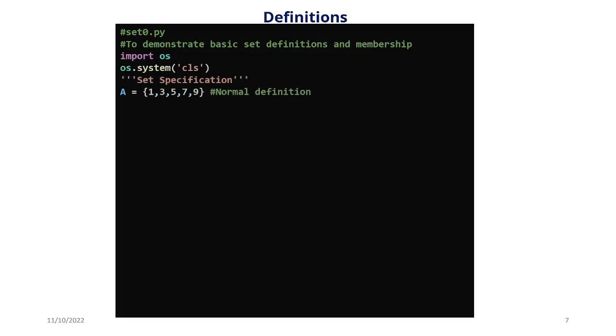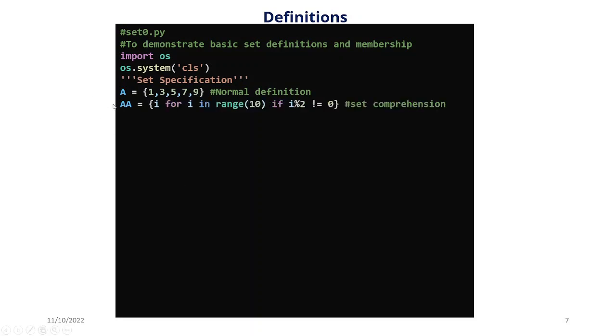Let's go straight to see an example in Python to demonstrate basic set definitions and membership. We call this program set0.py. So let's begin with set specification. We say A equal to {1, 3, 5, 7, 9}. This is the normal definition, which we have seen before when we were learning about data types.